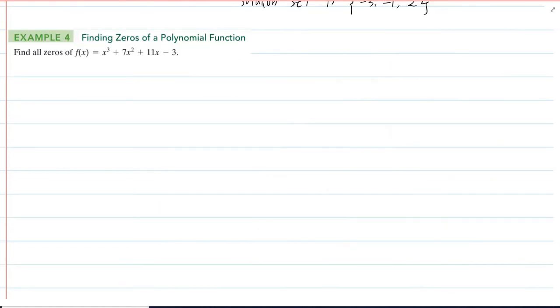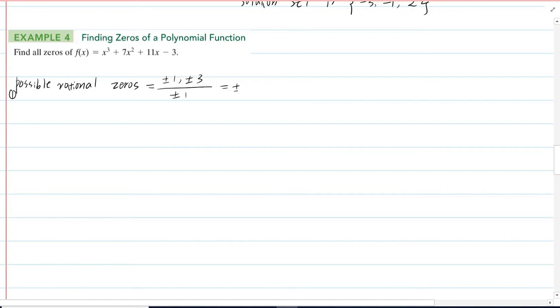Okay? Example 4, we have similar questions. f of x equal to x cubed plus 7x squared plus 11x minus 3. Step 1. So step 1, we're going to find the possible rational zeros, positive 1, positive 3. In step 2, we're going to try to use synthetic division to find a 0. So I'm going to try 1. So we're going to have 1, 7. So that's where that comes from. 11, negative 3. So let's do this.